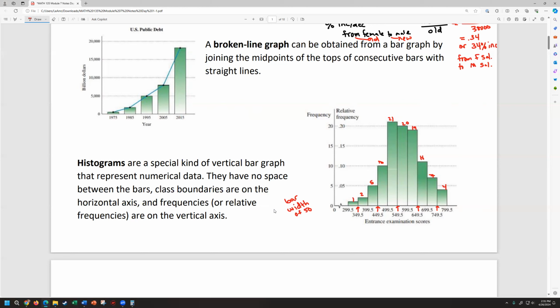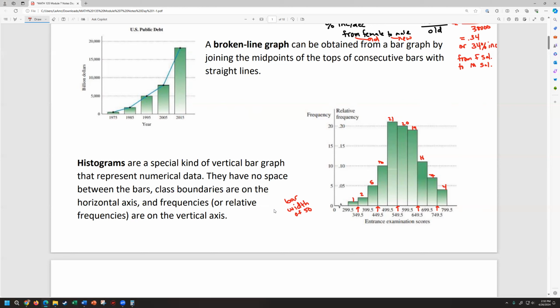What this means is, if you had the list of all of the data in front of you and you went through and asked, how many numbers did I have between 299.5 and 349.5? We would have only had one number in our list of data that fit that characteristic or that group.